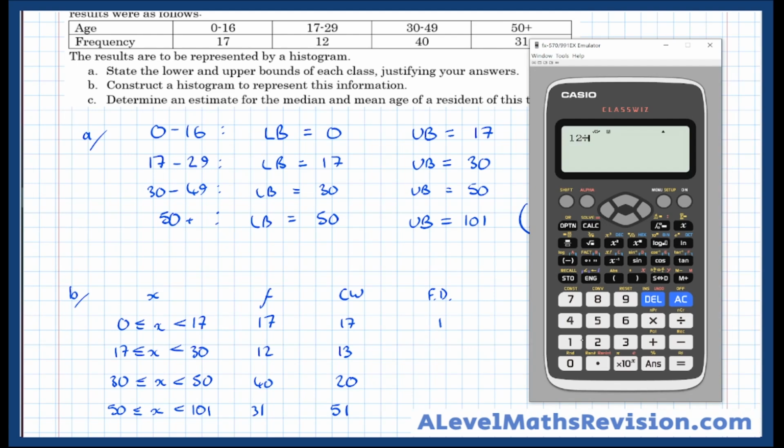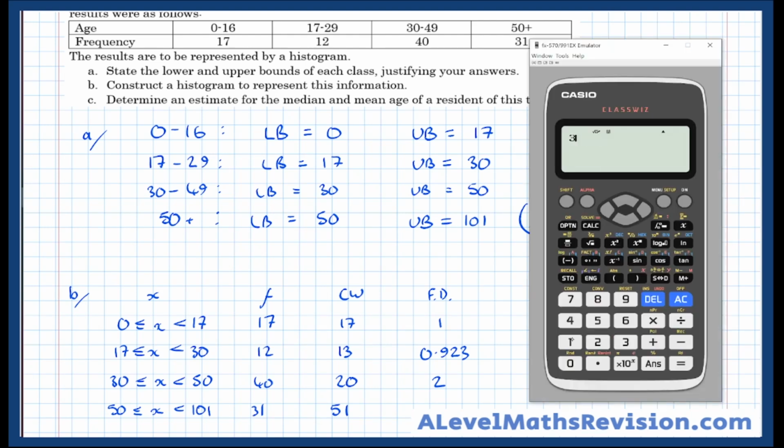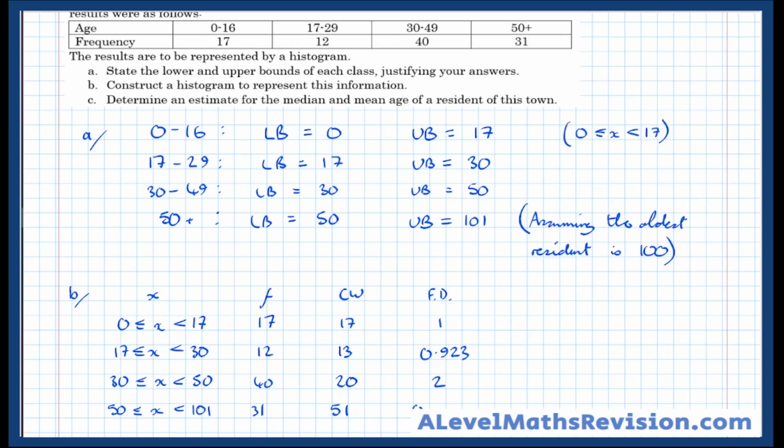12/13. Let's get a number that we can plot, 0.923. If it turns out that 0.923 is too precise, we can just make the diagram a little bit rougher. 40 divided by 20, which is 2. And 31 divided by 51, which gives us roughly 0.608.